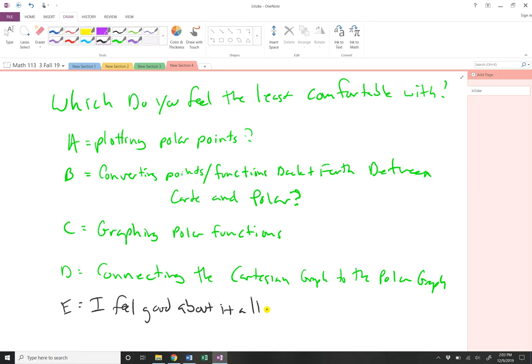So on the website, it had you graph some of the problems. It had you graph the Cartesian coordinate, and it's supposed to use the Cartesian graph to help you graph the polar graph. But I know a lot of people didn't understand how to do that. And so, seeing if that was one of the ones that you were worried about.